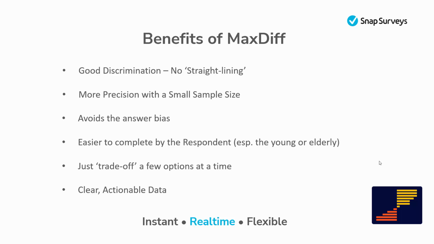We aren't faced with regional or cultural differences in the inherent way that people answer questions, and as the respondent is only ever trading off one option against a handful of other options, it's easier to complete, making it ideal if interviewing children or anyone that might have cognitive learning difficulties. And the big one, we get clear, actionable data at the end, leading to informed decision making. And at the end of the day, that's the holy grail of what we're all after.